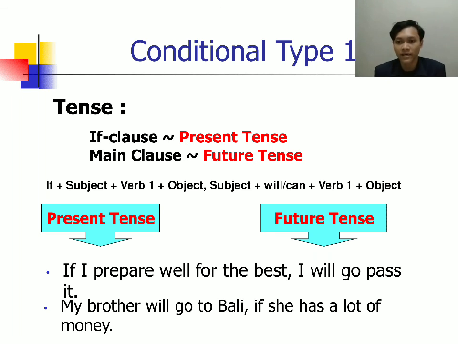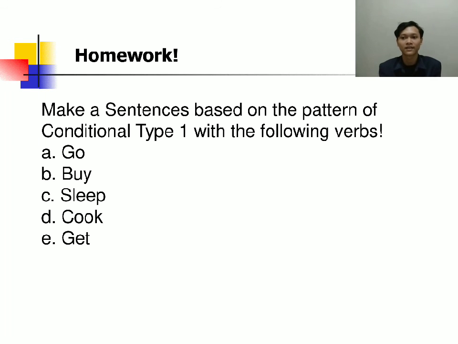Maybe enough for today. And for the next meeting, we will learn about conditional type 2 and 3. Okay. Oh yeah. I will give you homework. The homework is make sentences based on the pattern of conditional type 1 with the following verbs: go, buy, sleep, cook, and get. Dan nanti dikumpulkan di pertemuan yang akan datang.